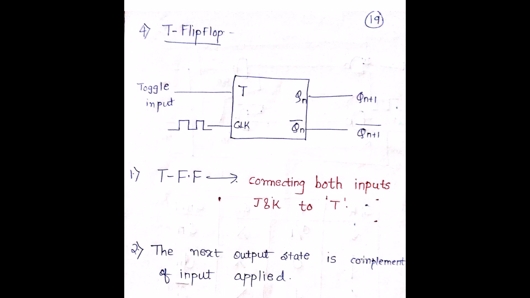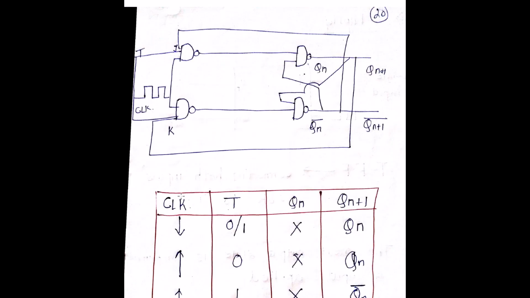The next thing is the T flip-flop. Now basically T flip-flop is an enhancement of my JK flip-flop itself. So if you see over here, you have a T input, you have a clock, Qn, which is my present state output, and Qn plus 1, which is my next state output. So basically my T flip-flop is generated from my JK flip-flop only.